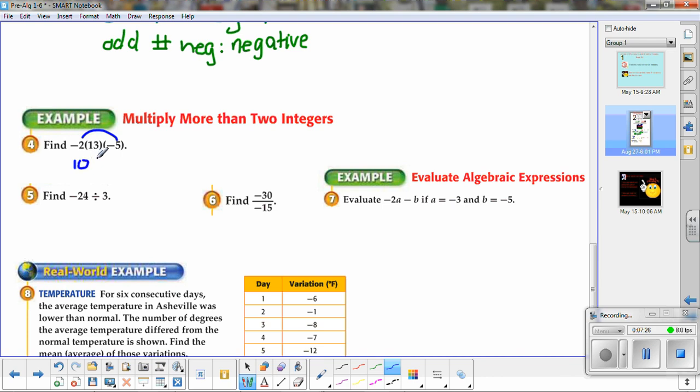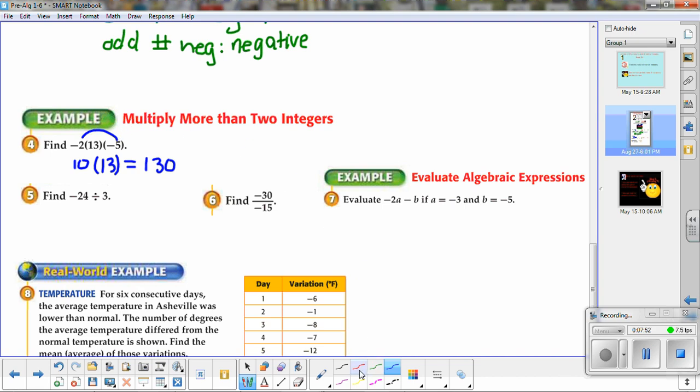And then 10 times 13. Anytime you multiply a number by 10, you move the decimal over one place to the right. So in this case, when you move the decimal one place over to the right, you have to add a 0. You get 130. I also know the answer is going to be positive because I have an even number of negatives.